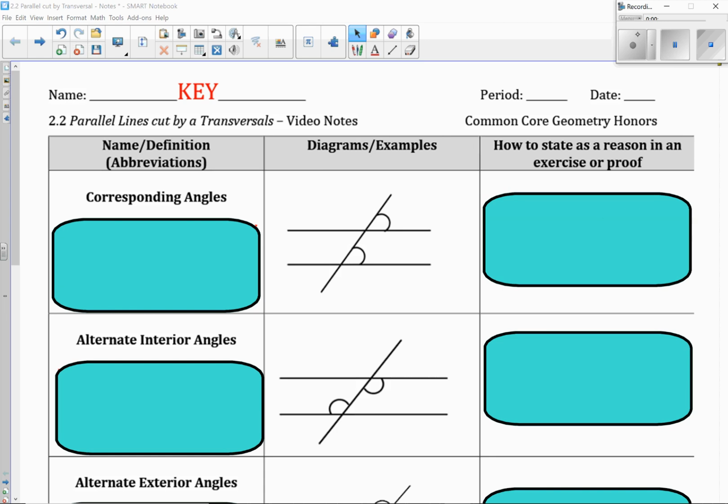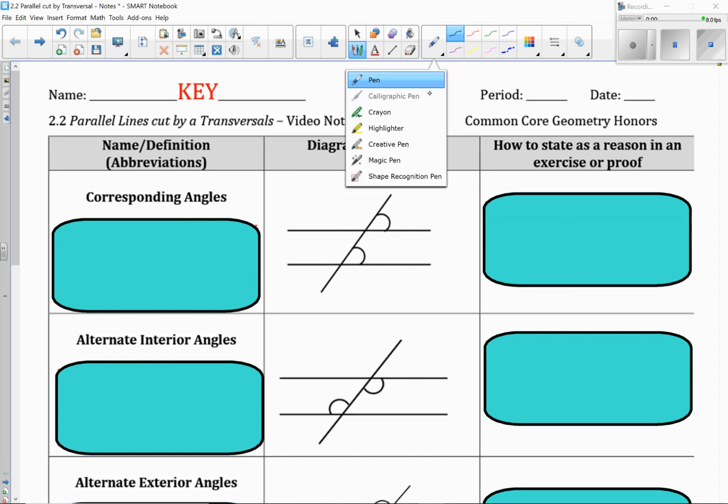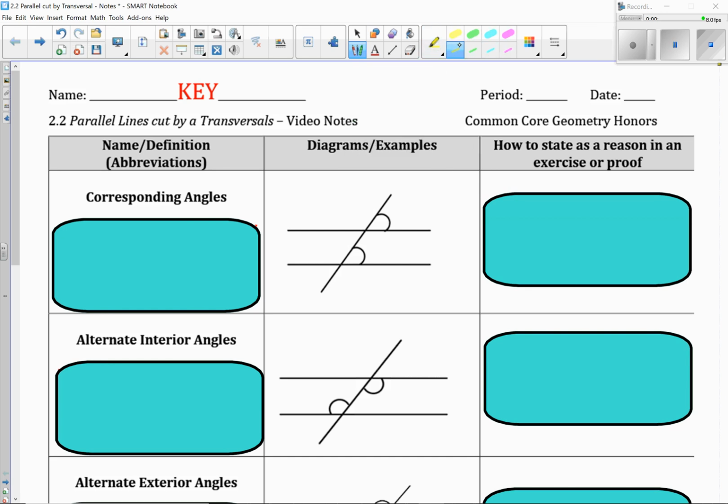3.2, parallel lines cut by a transversal. So just like in video lesson 1, there's a lot of names and definitions that go along with parallel lines. So first things first, let's identify here that we've got parallel lines in this first example. So here's my parallel lines. Again, two lines that are never going to intersect. No matter how far you draw them, they're never going to intersect.